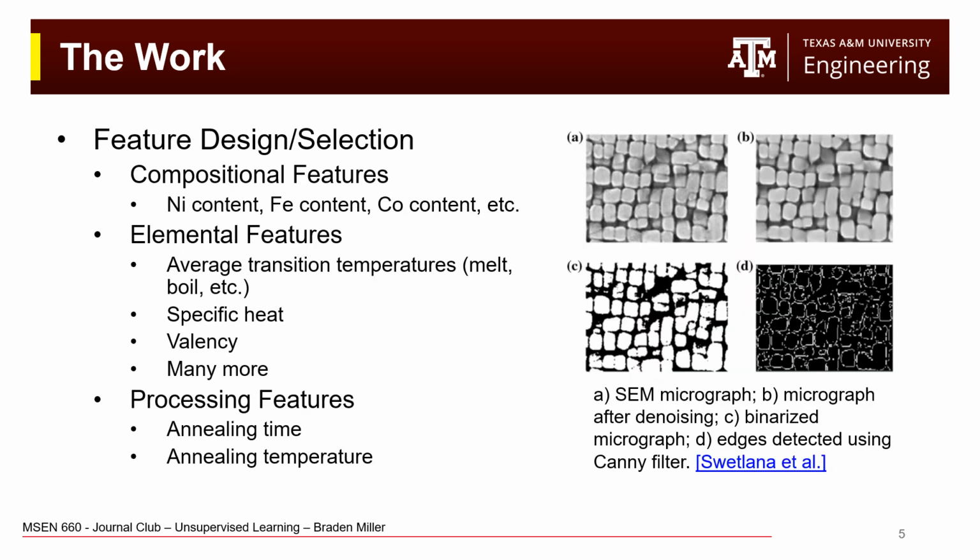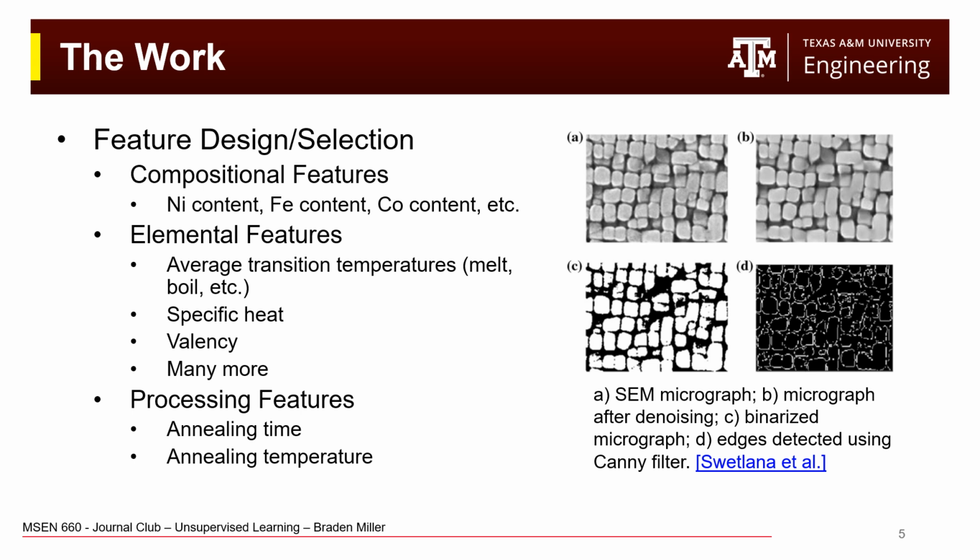And then on the other hand, they also went through and collected compositional features such as how much nickel, how much iron, how much cobalt, and elemental features such as average transition temperatures, such as melting and boiling, specific heat, valencies, number of valencies, and many more.